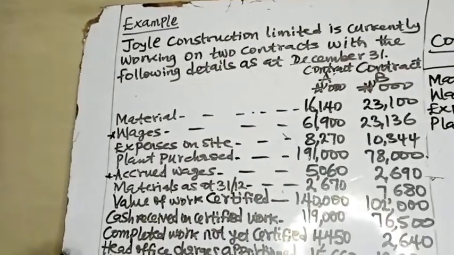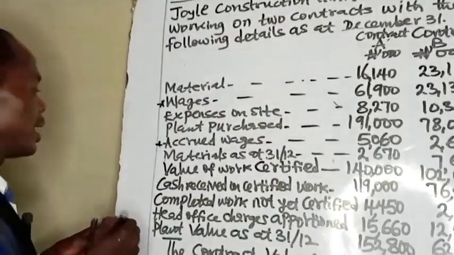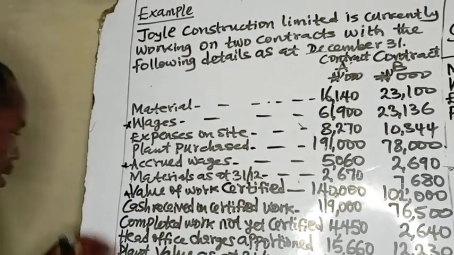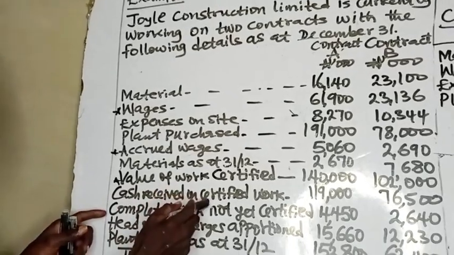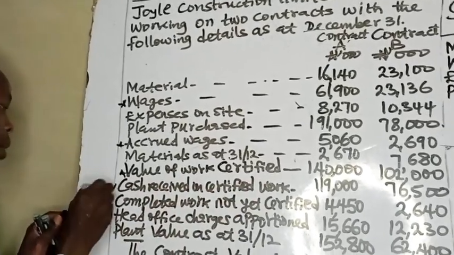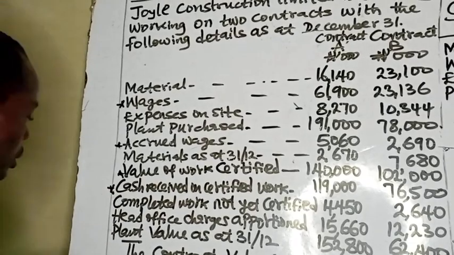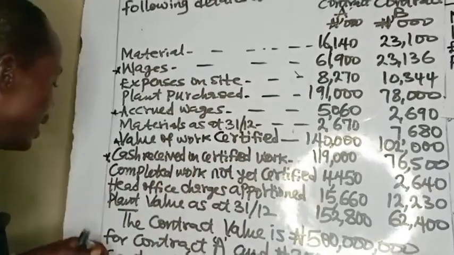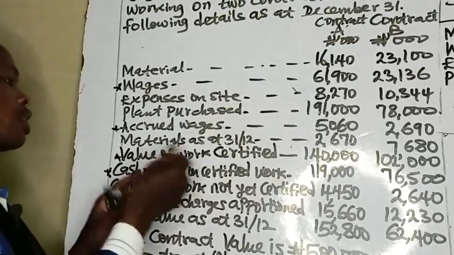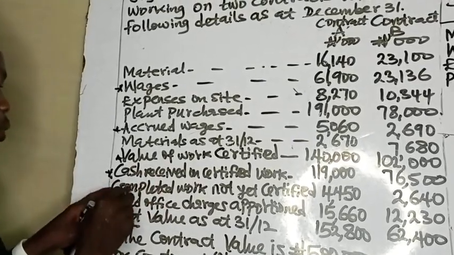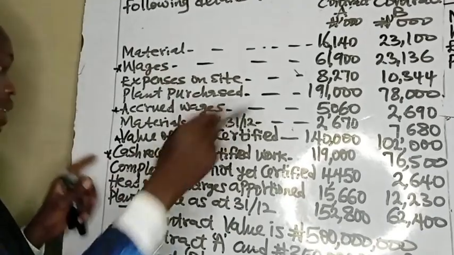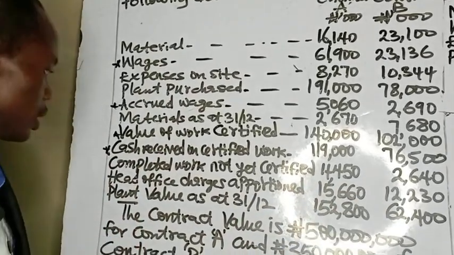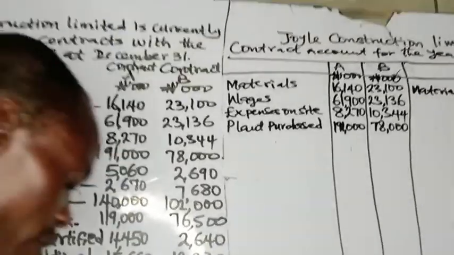This is the value of work certified. These have not been recorded, let me assure you of that. Cash received on certified work. This is the amount received. So, completed work not yet certified. This is the cost of work done not yet certified, so that will be credited. You credit it to the contract: 4,450 and 2,640, cost of work done not yet certified.